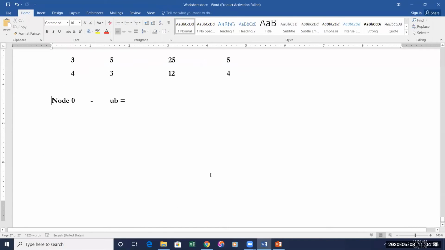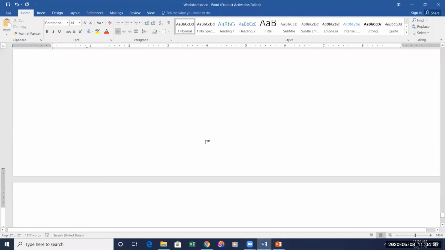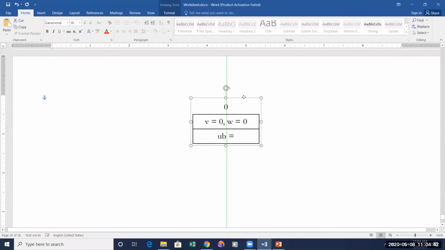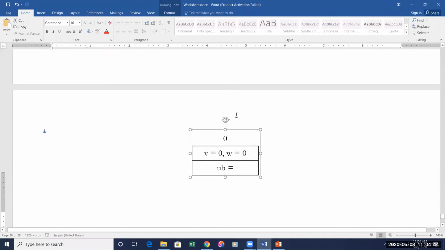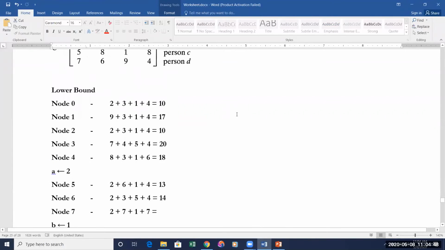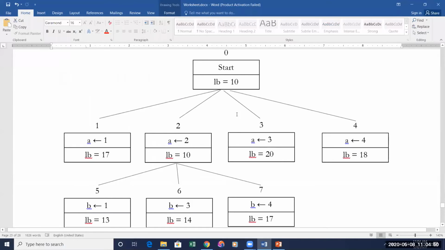Take this node to the next page. Now everything is set, and we will calculate the upper bound.